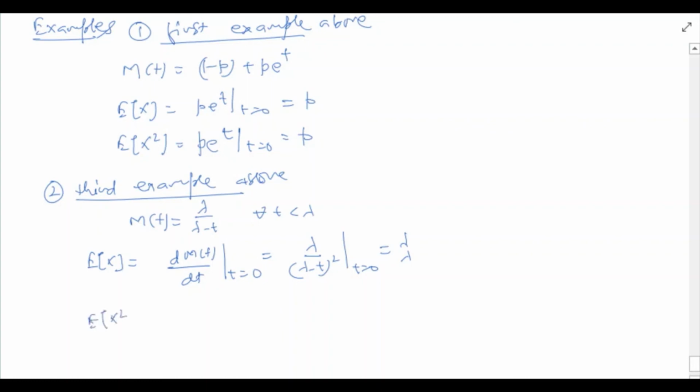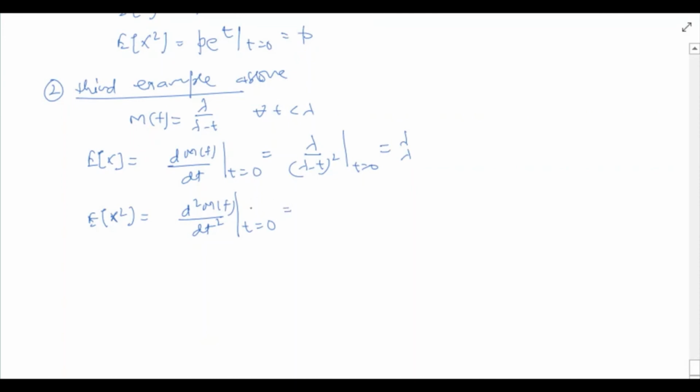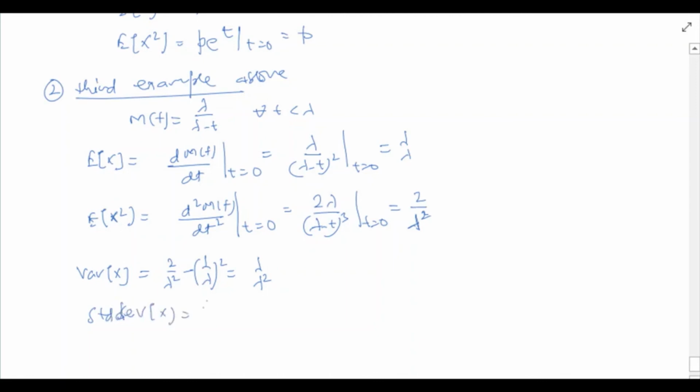Next, the second moment of the random variable, E[X squared], can be computed by twice differentiating M(t) and evaluating the expression at t equals 0. Twice differentiation of M(t) gives 2 lambda by (lambda minus t) whole cubed, and when we evaluate it at t equals 0, we get 2 by lambda squared. So the variance of X can be computed as the expected value of X squared, that is 2 over lambda squared, minus the square of the expectation, (1 by lambda) whole squared, and so we see that the variance is 1 over lambda squared. From the variance we can also compute the standard deviation of X. This is simply 1 over lambda.